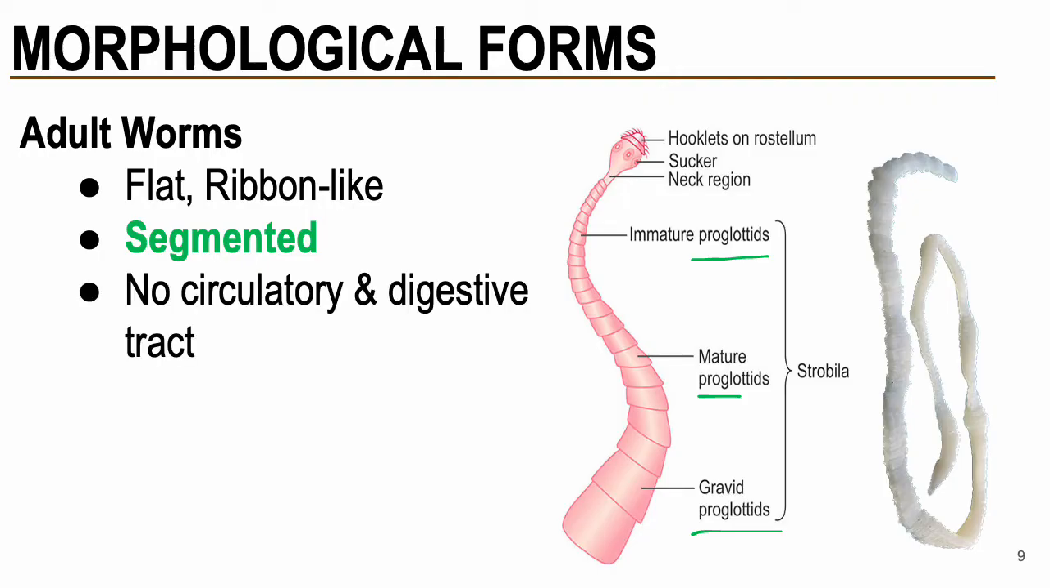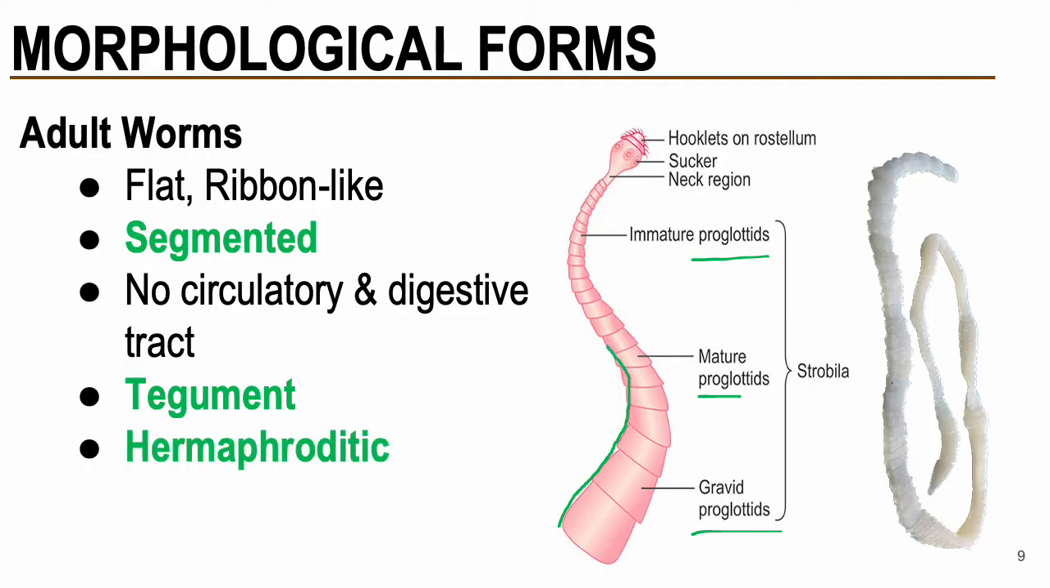Aside from that, cestodes or tapeworms also do not have circulatory and digestive systems. These are very primitive worms in a way that instead of a mouth and anus, they absorb nutrients and excrete waste products through their tegument. Tegument is the outer surface covering of the worm. Just like here in this picture.